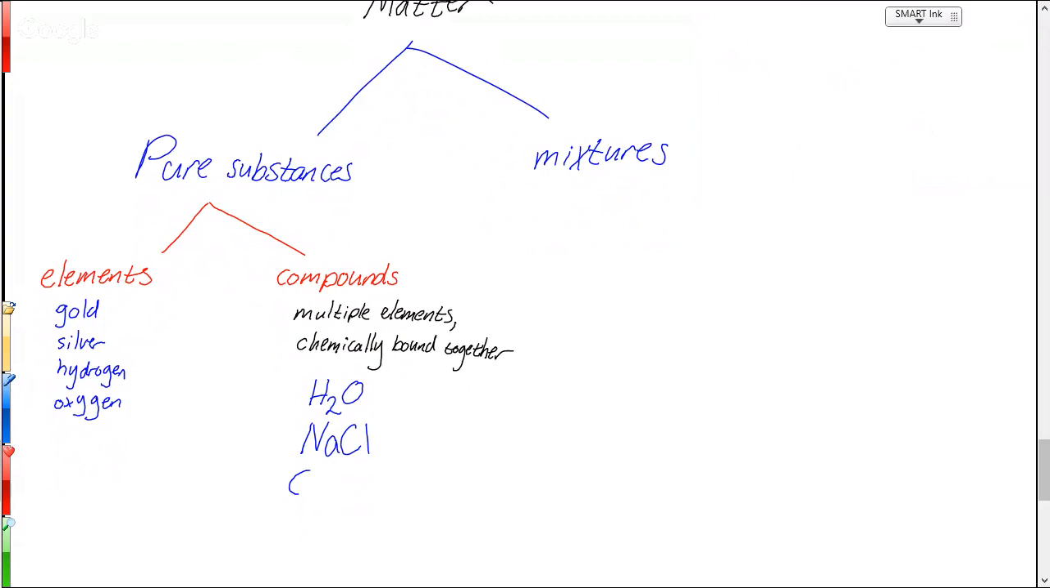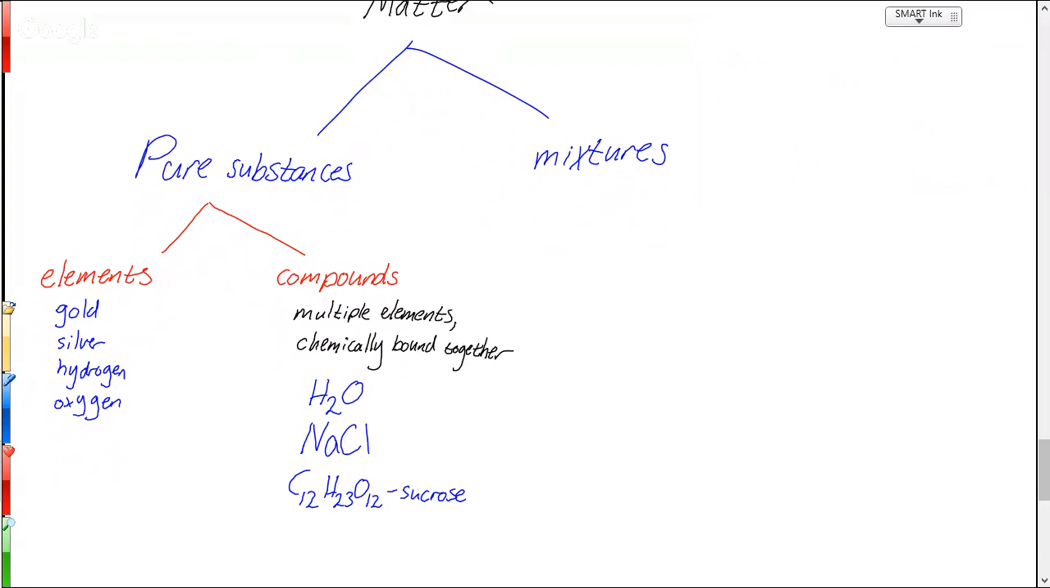So something like sucrose, which is table sugar. Again, it's a chemical compound. It's got a lot of elements in it, in that molecule, but it's still a single pure substance. So there's our pure substances. You've got elements and you've got compounds.